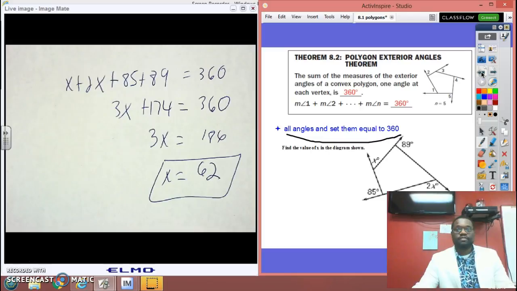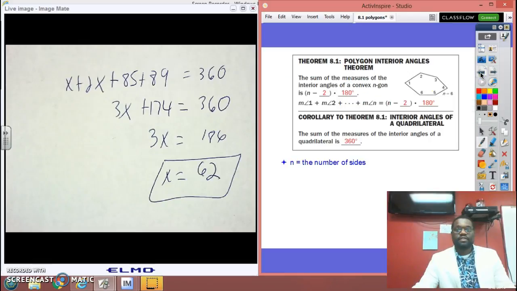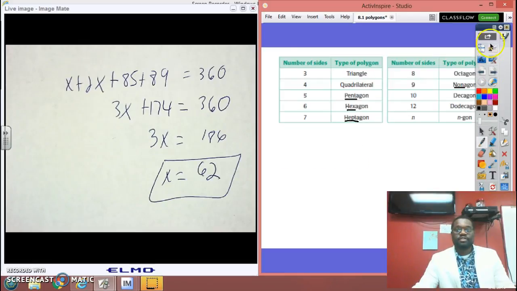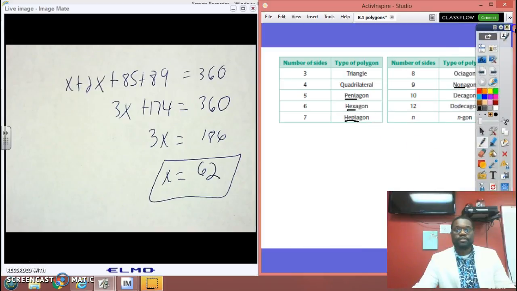Well, that's it. We'll probably have assignments based on this theorem and this theorem here. Remember, these are important to remember. Any questions? Ask your mama.